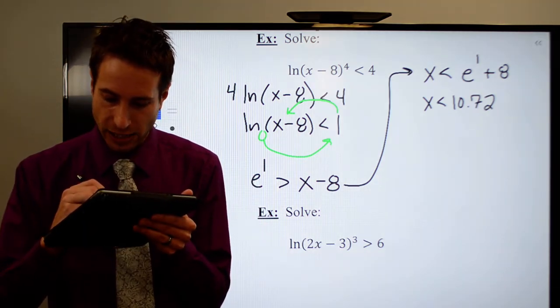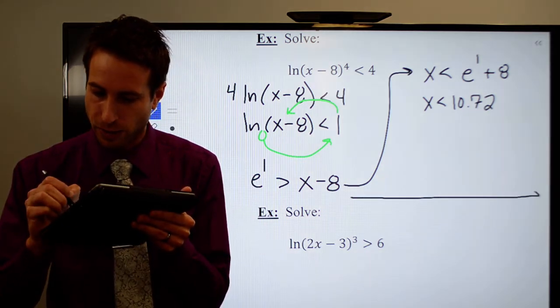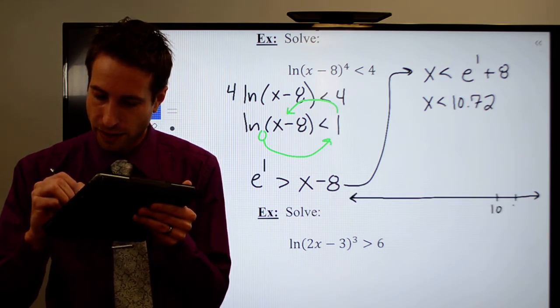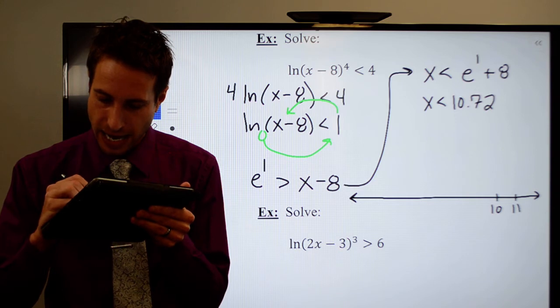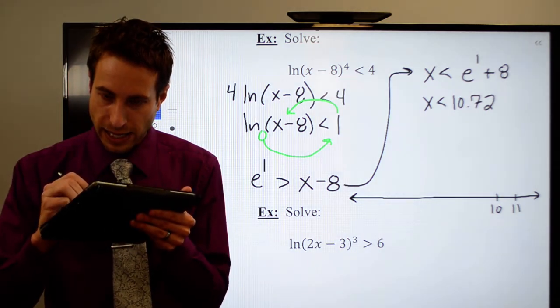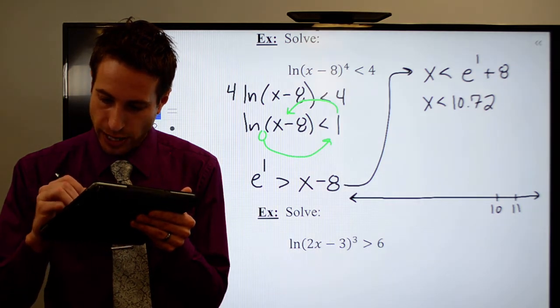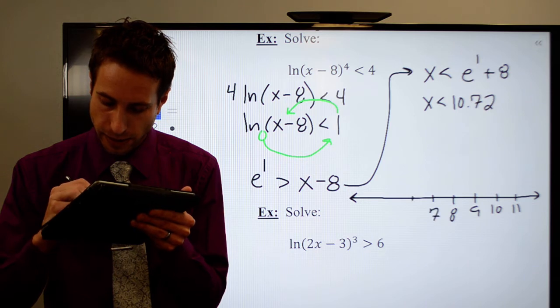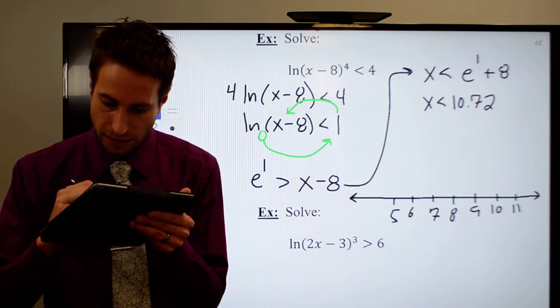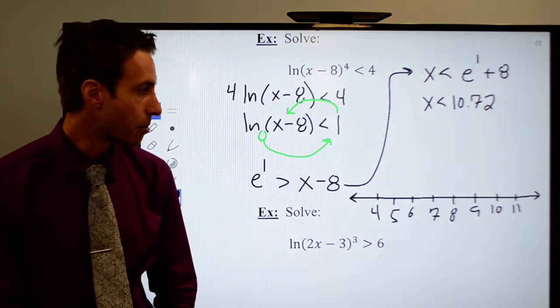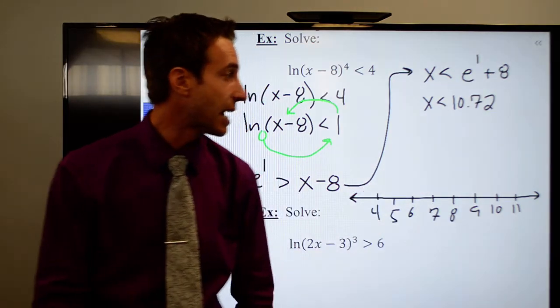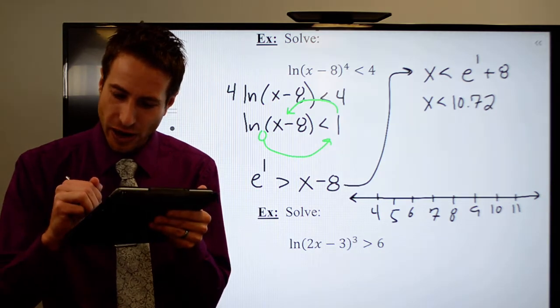Remember, I'll just draw you guys a quick little number line just to help you remember what this looks like. Let's call that 10. There's 11. And then down here, let's see, I need 10, 9, 8, 7, 6, 5, 4. All right, so there's my number line. Now, what I just found is x needs to be strictly less than 10.72. You don't have to be perfect.